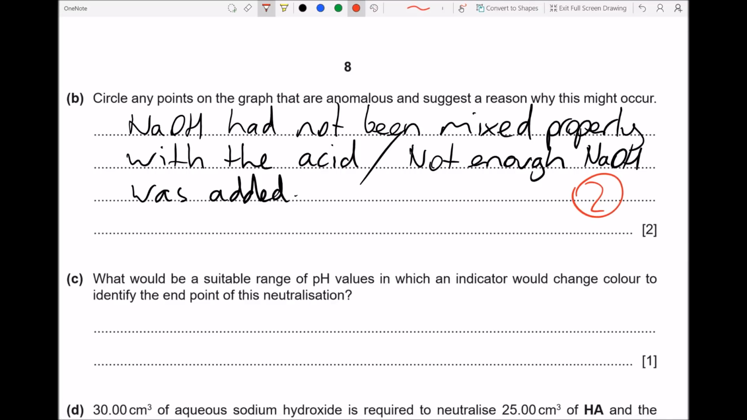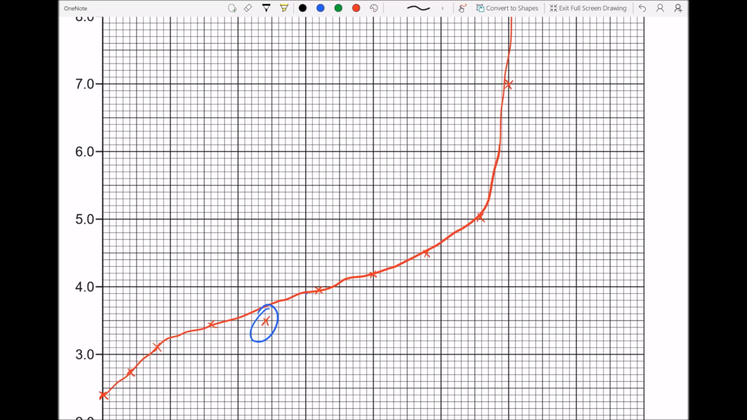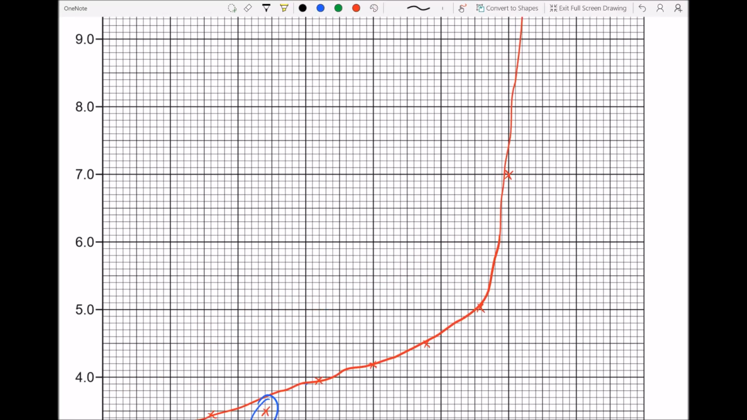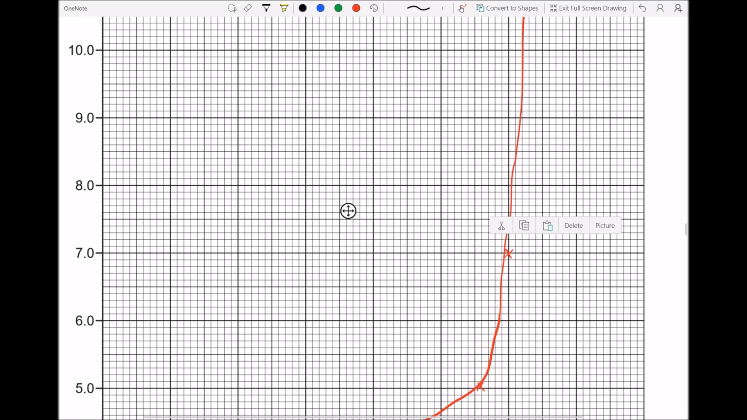Okay, right. So it says, what would be the suitable range of pH values in which an indicator would change colour to identify the endpoint of this neutralization? Right. So if we go back to our graph, we're looking for an indicator which will change within the vertical part of your titration curve. So in this case, it starts to really level off somewhere above the 6 mark, so somewhere around 6.5, in that section there. So like this bit here.